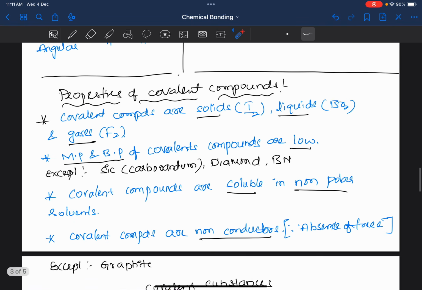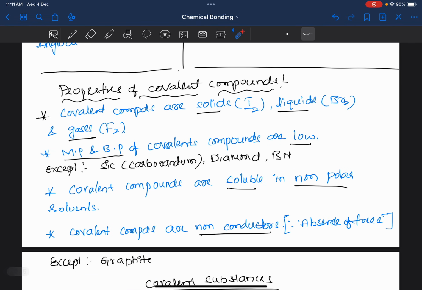Okay, so now we'll discuss the properties of covalent compounds. Covalent compounds are either solids or liquids or gases. For example, iodine is solid, bromine is liquid, fluorine and chlorine are gases. Generally ionic compounds are solids only, but covalent compounds are present in solid state or liquid state or gaseous state.